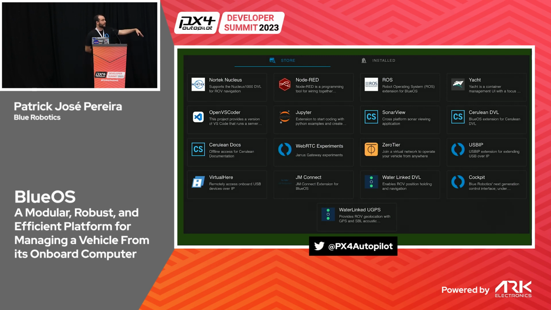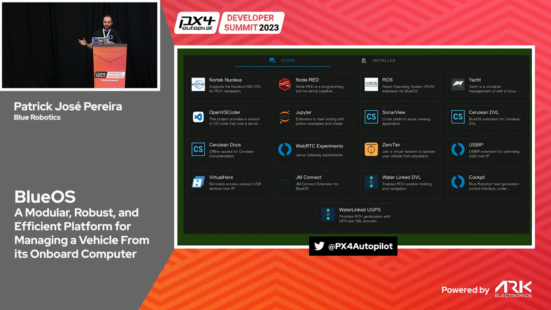So right now we have these extensions available on BlueOS. We have Nortek Nucleus for DVL, we have Node-RED for block diagram programming, ROS support, Yacht for Docker management, OpenVS Code. So if you want to code on your vehicle, you don't need to install all the development tools on your computer. You can do that directly on the vehicle side. So you can sell a vehicle with BlueOS, have all the libraries necessary for development on BlueOS itself, and the user can just install the VS Code extension there. We also have Jupyter. We also have a bunch of examples for the sensors on Jupyter.